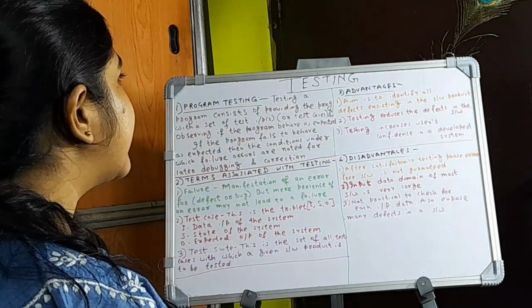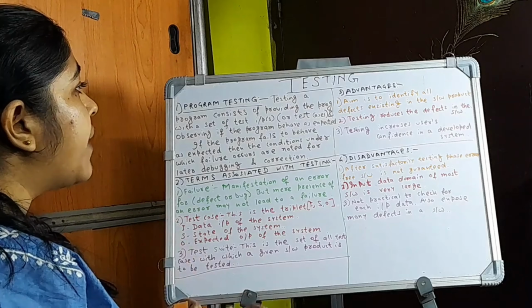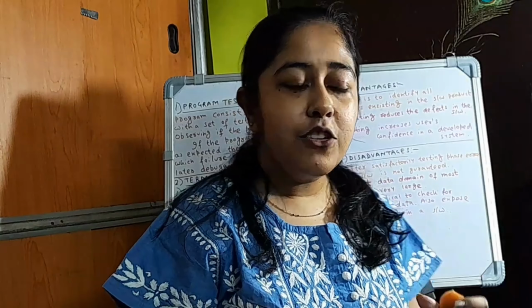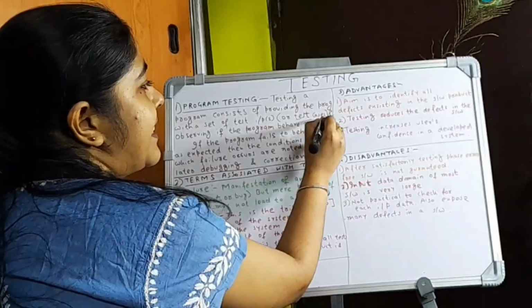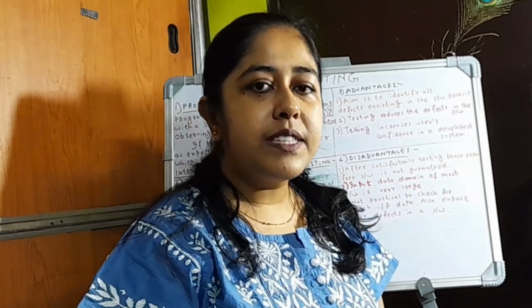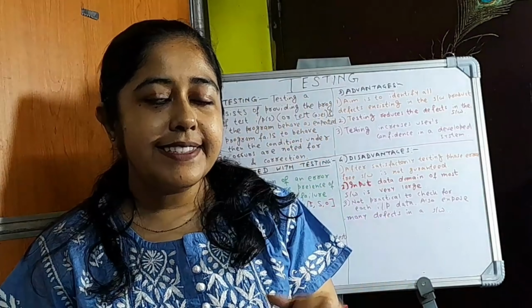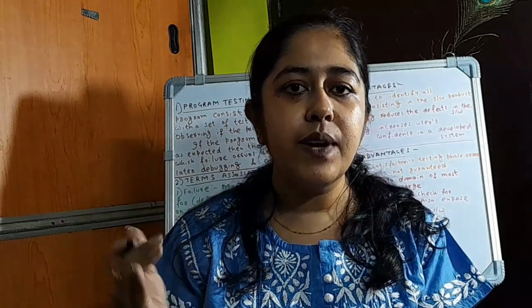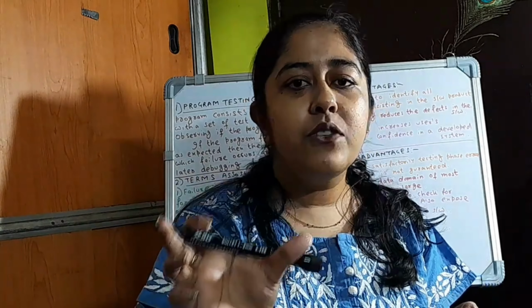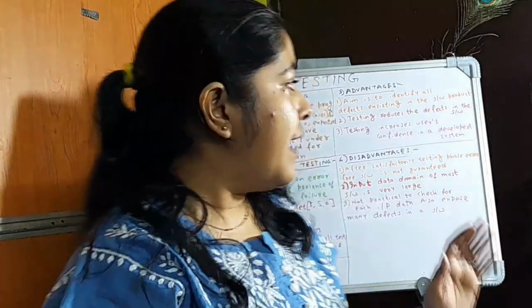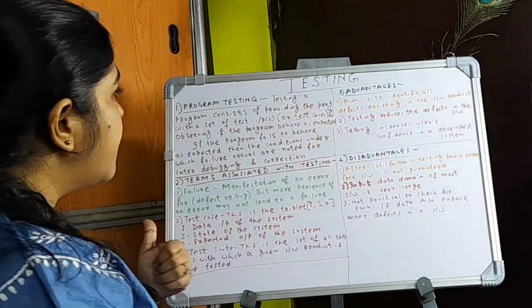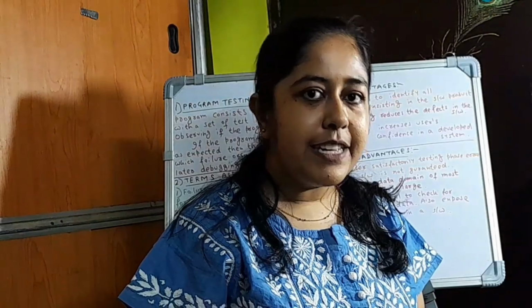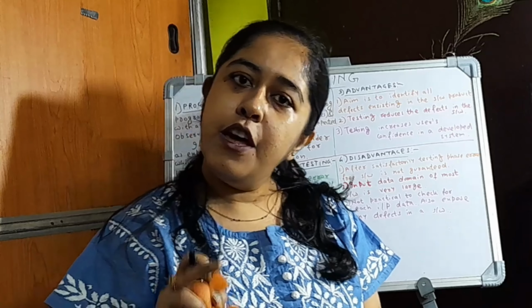So program testing. Testing a program consists of providing the program with a set of tests. What test? That is the input. That is your particular test cases. Test cases are those cases that I have already told you, that test cases mean whenever you give the input, whether you are getting a particular expected output from the system or not. Those particular inputs are known as test cases. Then we observe if the program behaves as expected, that is, whatever output you are expecting from your program, that output is being provided.